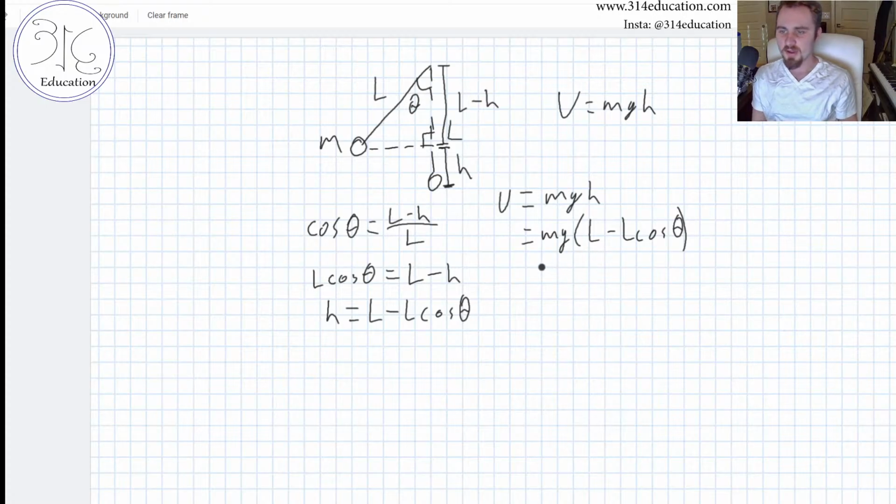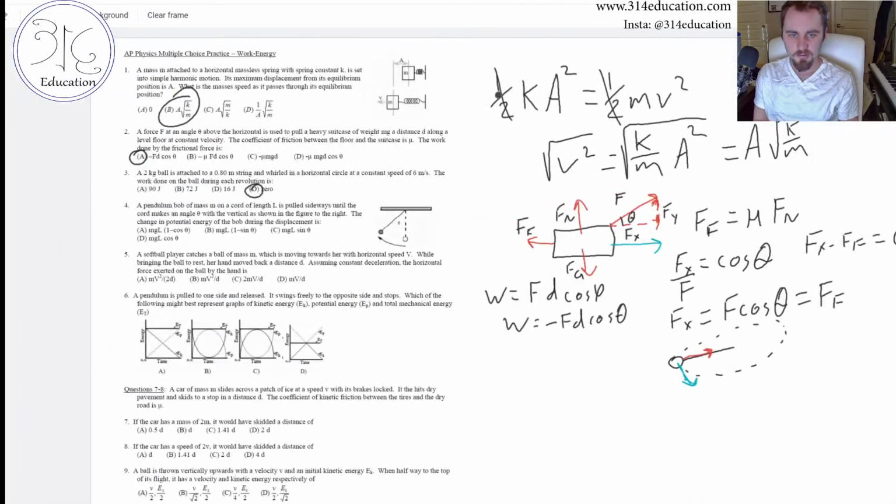And we can factor out this L too. We can write this as mgL times 1 minus cosine theta. And let's see. That's letter A. Look at that. Very cool. Any questions on how we did that? Doesn't look like it. Cool, cool. Let's just keep on trucking.